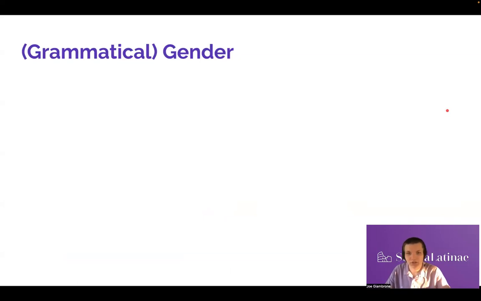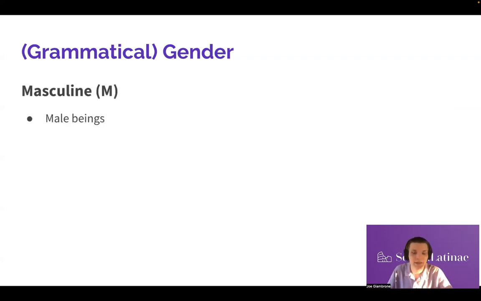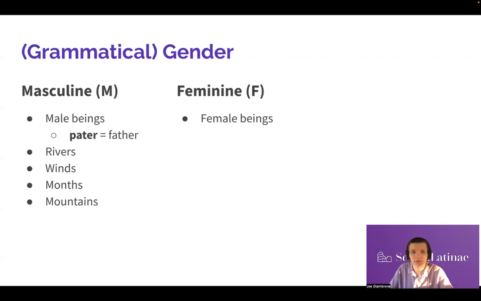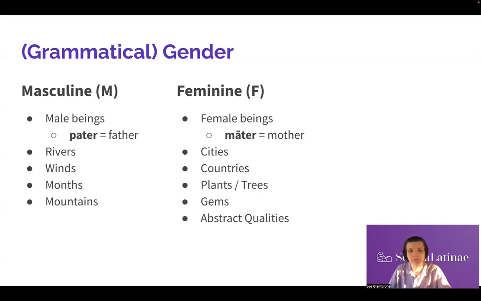As I mentioned gender, and we're looking at grammatical gender here, and Latin has three grammatical genders, which do not necessarily line up with non-grammatical gender, right? Real world gender. Our first one is masculine, and of course, male beings are masculine, like pater, father, is a male being. So often rivers and winds and months and mountains. Our second gender is feminine, which of course female beings are feminine, like mater, mother. Also cities and countries and plants and trees and gems and qualities.